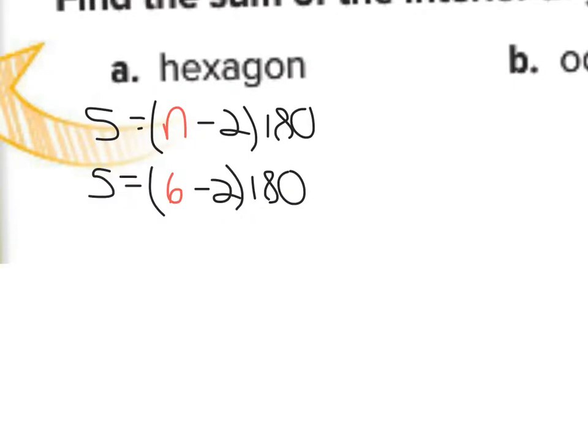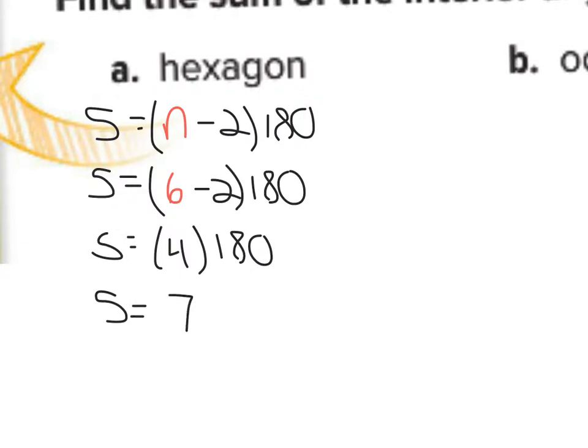We solve this by simply replacing our variable. A hexagon has 6 sides, so we replace it, and then we continue on with the sum of all angles. 6 minus 2 is 4, so we have 4 times 180, or 4 times 18, and then you can just add the 0. I know that 4 times 18 is 72, so in this case it's 720 degrees.